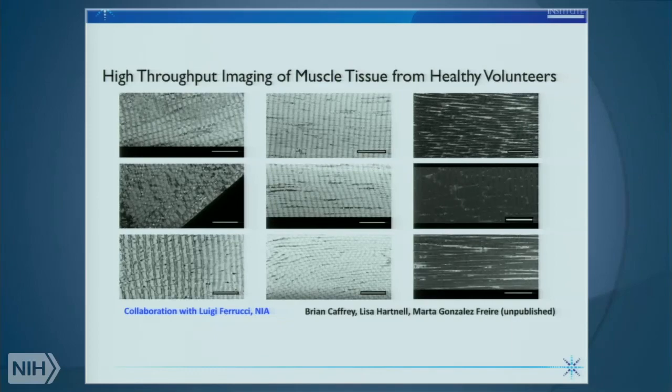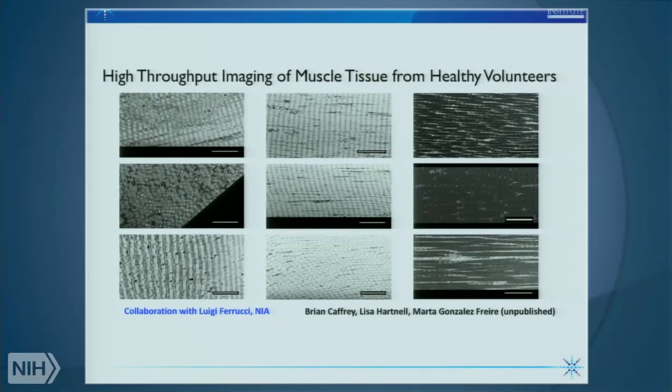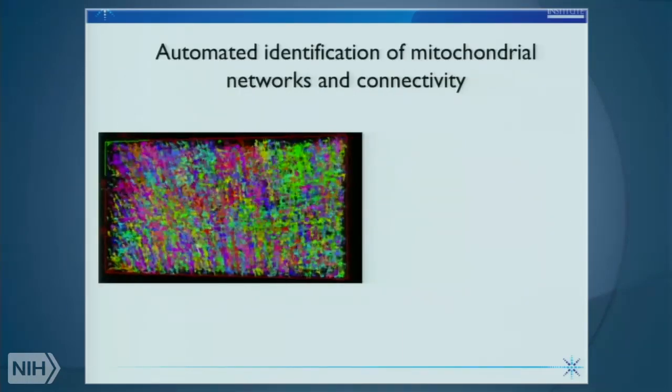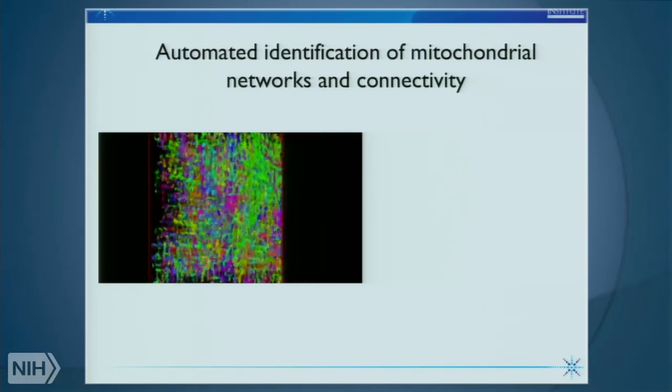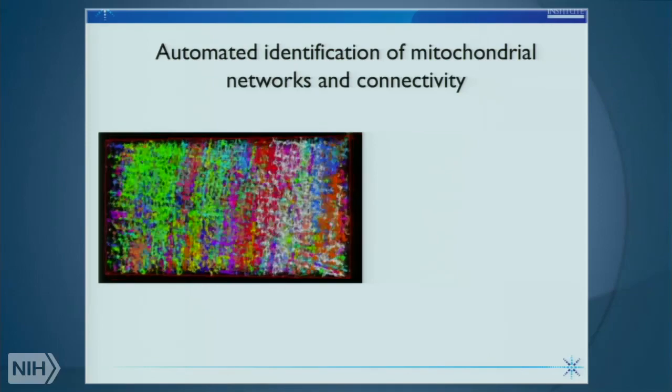And here are examples where Brian has developed high-throughput methods to go through very large sections of muscle tissue from healthy volunteers. And this can then be segmented automatically to identify networks of mitochondria. This is completely new information. We want to know how these networks of mitochondria are connected.